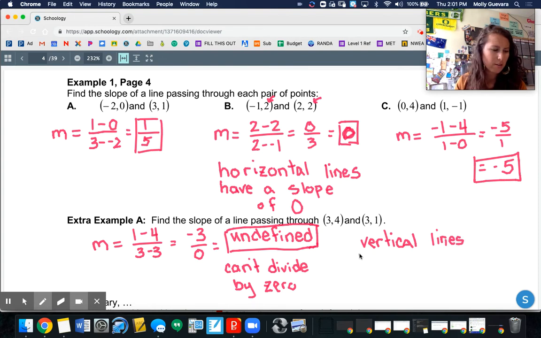Vertical lines have undefined slope. So that's really important that we know the difference of when slope is 0 and when slope is undefined. I'm just going to start writing faster and see if it works. Okay, so vertical lines have undefined slope. So just a quick little reminder here for us about slope.